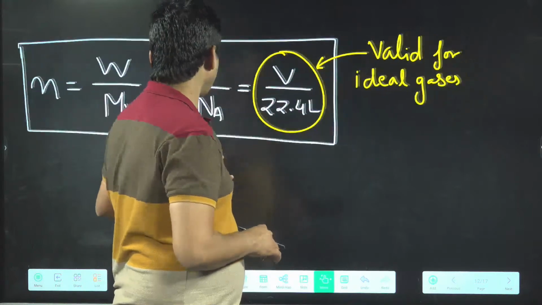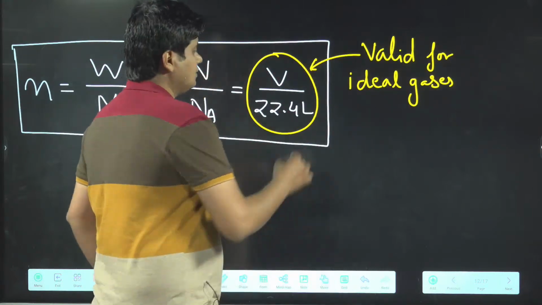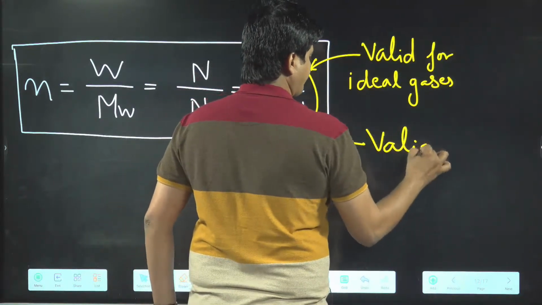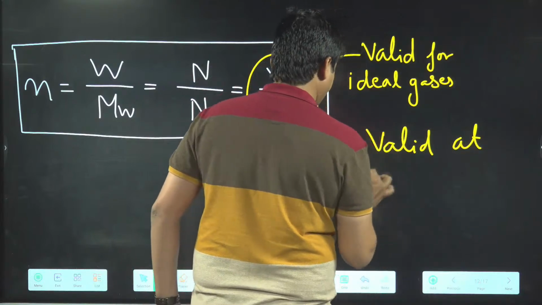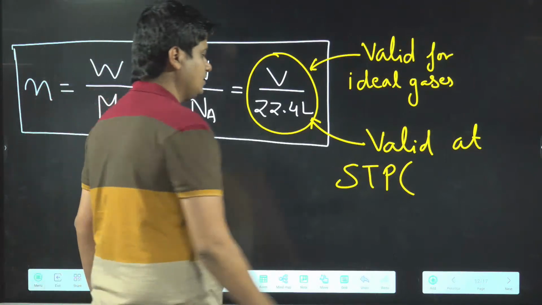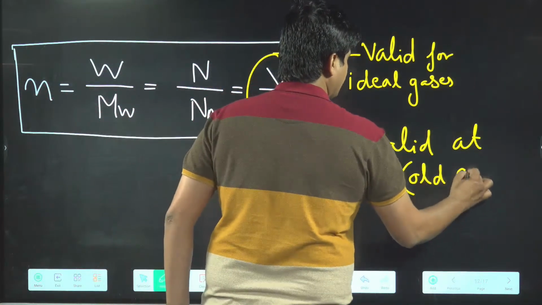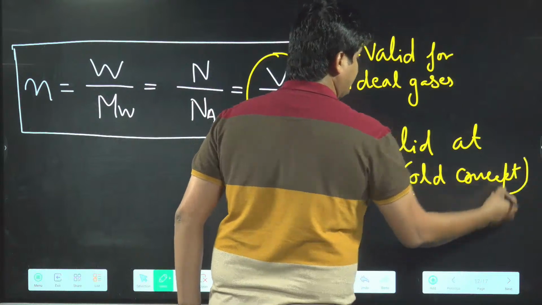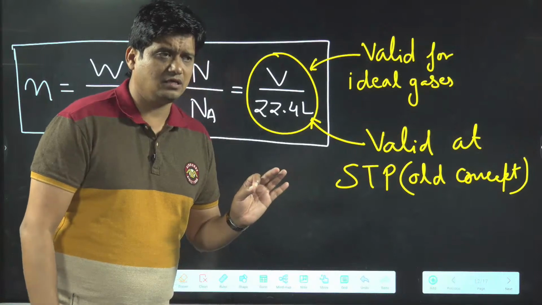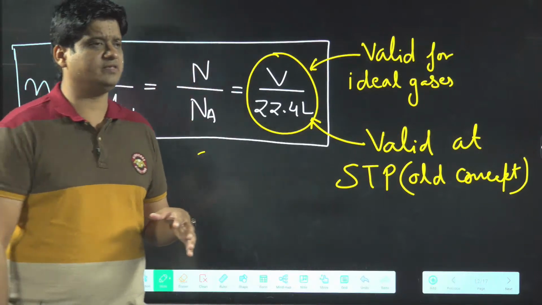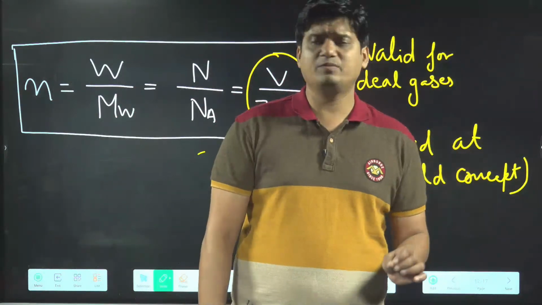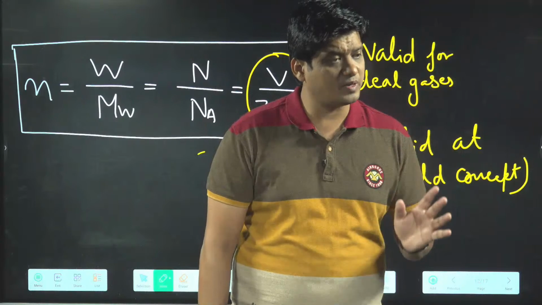Okay. Now one more thing. This is valid at STP. Here we are talking about the old concept of STP. I am mentioning it here, old concept. Because in the case of STP, the real concept of STP which is being used today is applicable at 0 degrees Celsius and 1 bar pressure.